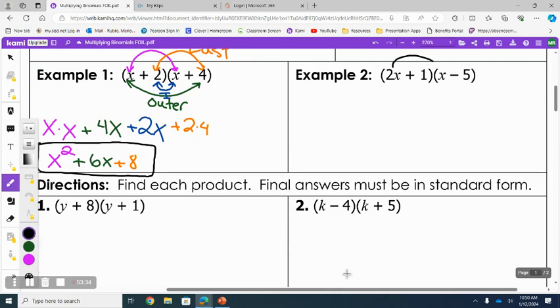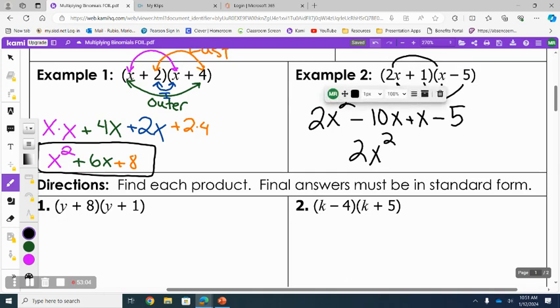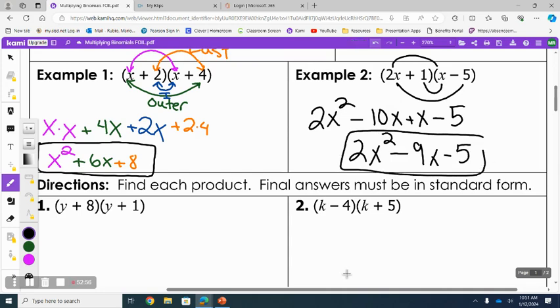So remember, first, 2x times x is 2x squared. Outer, 2x times minus 5 is minus 10x, inner, plus x, and then I've got my last terms, which is negative 5 and a positive 1, so I'll get a negative 5, okay? Then I combine my like terms, negative 10x plus 1x. The 2x squared stays the same. I only combine these two middle terms, so that's negative 9x. The minus 5, there's nothing else to combine with, it stays the same, okay?